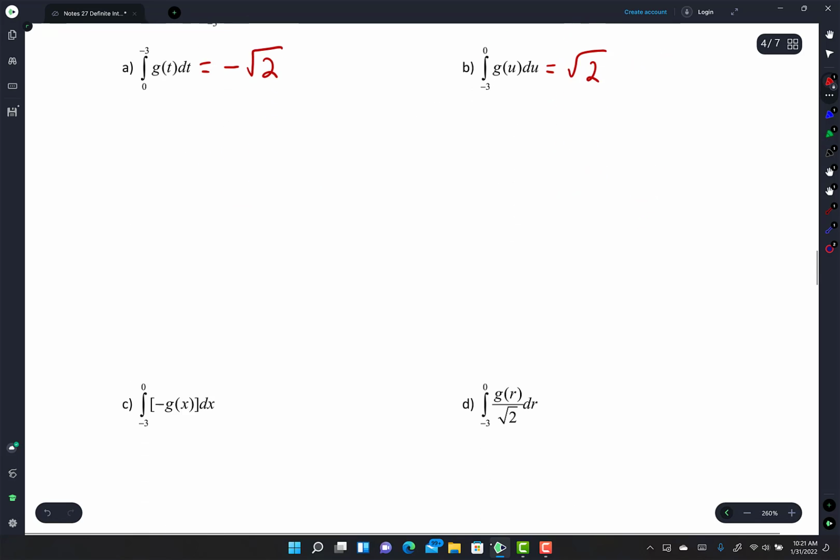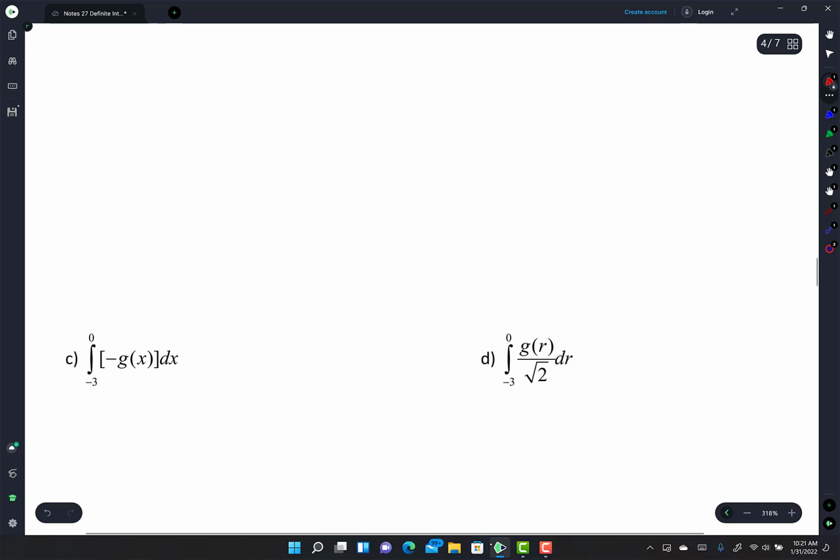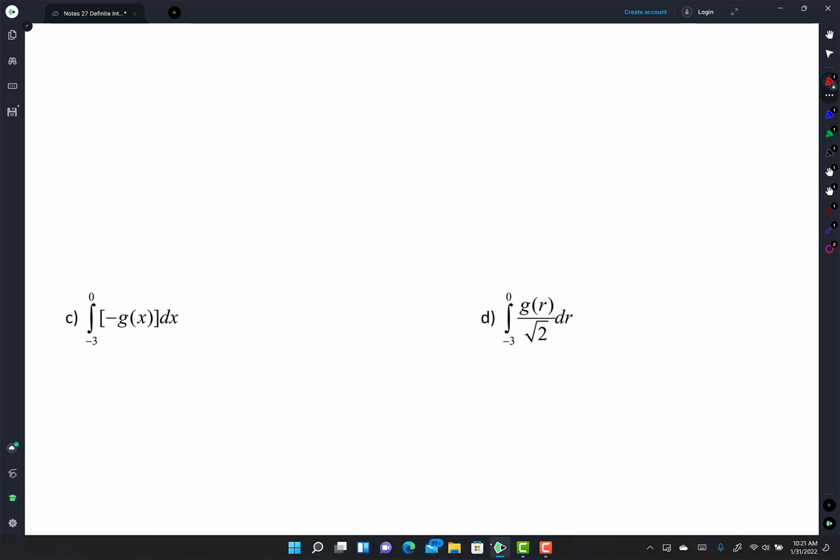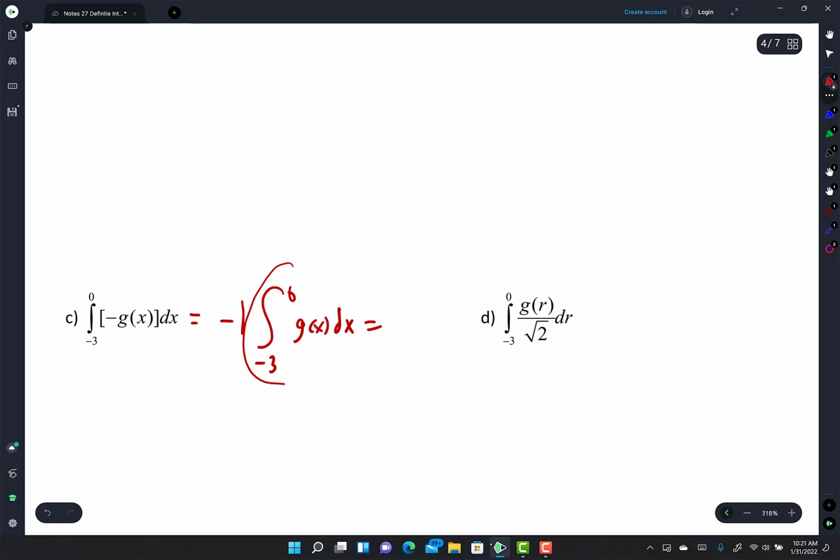All right, let's go to letter C. They put a negative in the front. If you want, you can treat that like a -1. So I can rewrite this: -1 in the front, -3 to 0 of g of x dx. Do I know what this is? This part right here, yes, that's square root of 2. And when I multiply by -1, that's going to be, there you go. Do you guys see what we did there?